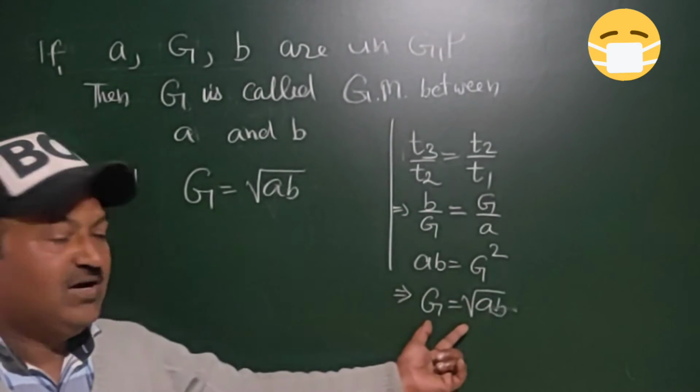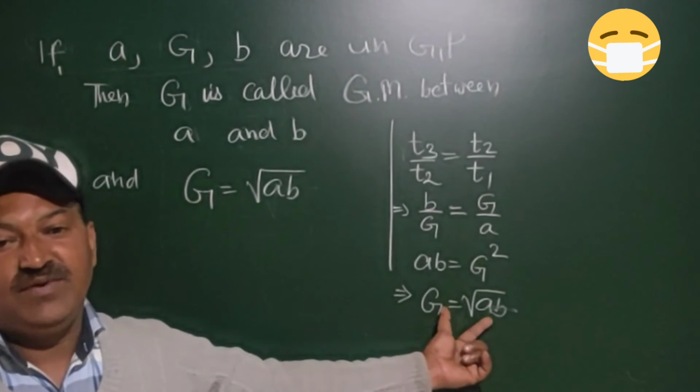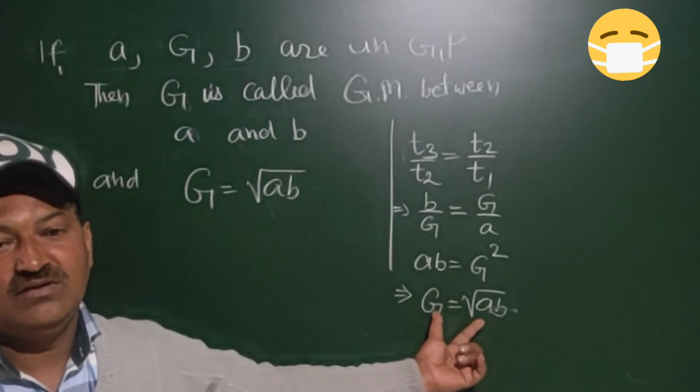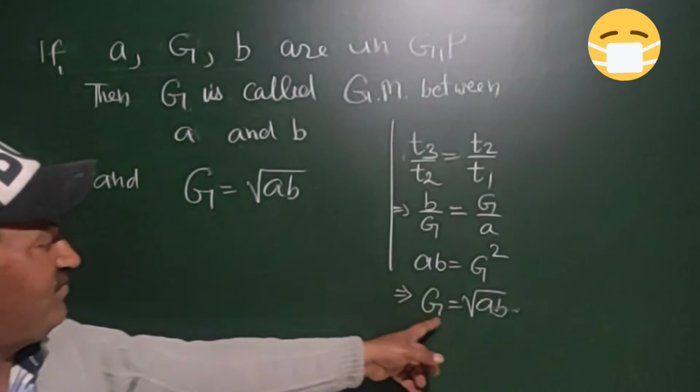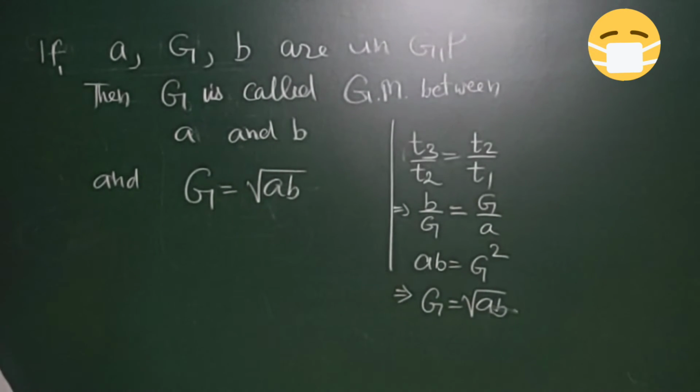This is the method to find the geometrical mean between the two positive numbers A and B. Simply multiply and take the square root. The value of capital G is the square root of AB. This is the geometrical mean between two positive numbers A and B.